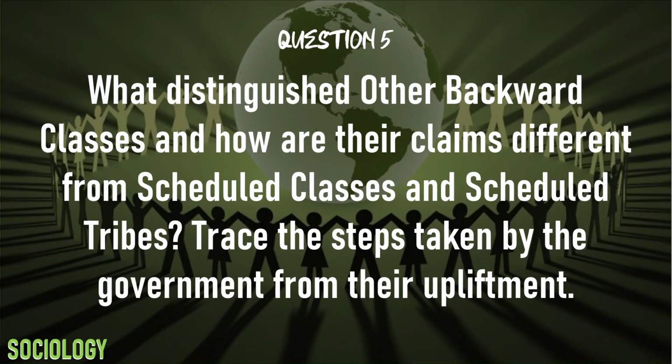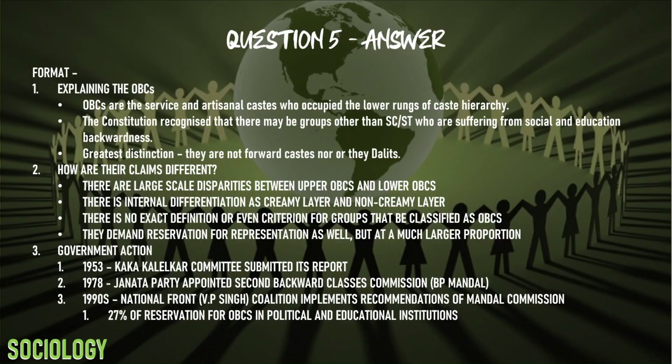What's the difference between other backward classes and SCs and STs? The second part is, how are their claims different from SCs and STs? Which means, how are their voices, their opinions, and their movements different? And the third part is to trace the steps taken by the government for their upliftment, educational backwardness.